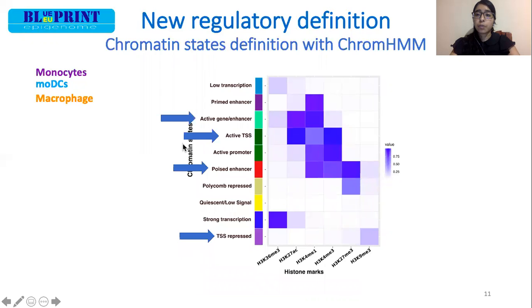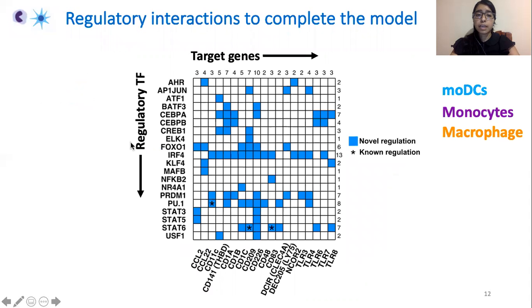We selected 4 regulatory regions: active gene enhancer, active TSS, poised enhancer, and TSS repressed, to search for transcription factor binding sites. The regulatory TFs that we used are on the y-axis and the target genes are on the x-axis. The colored squares are the binding sites that we found, and the ones with the star are the binding sites that were also previously described. We can see that the transcription factor IRF4 exhibits several binding sites for our target genes.